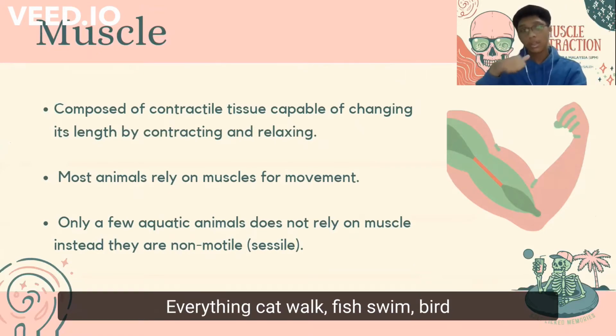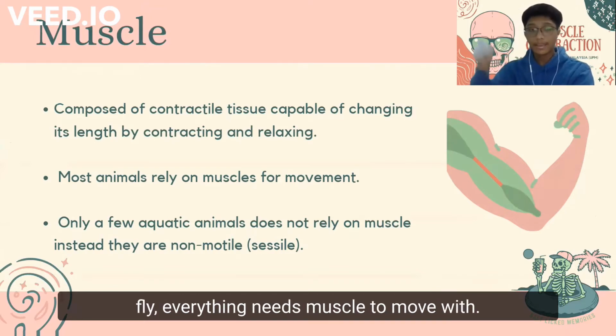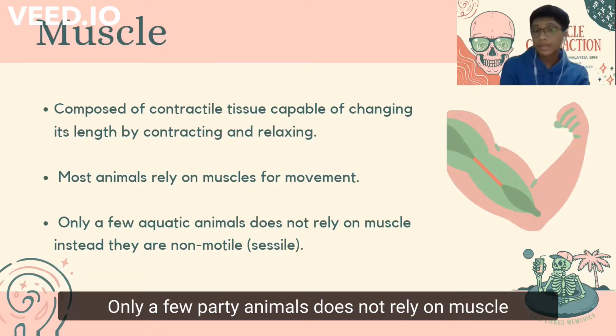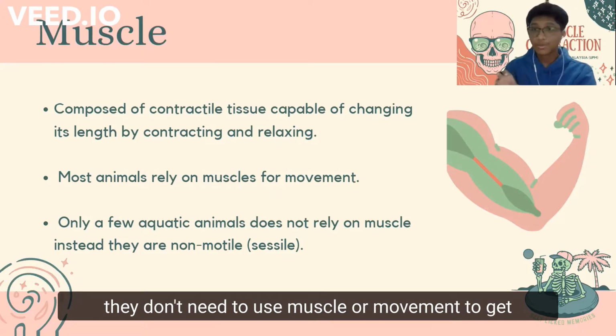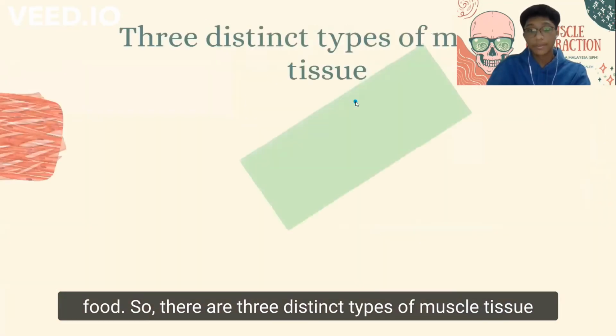Everything, a cat wants to walk, fish swim, birds fly. Everything needs muscles to move. Only a few aquatic animals do not rely on muscles. They are non-motile, which means they eat the current, so they don't need to use muscles for movement to get food.